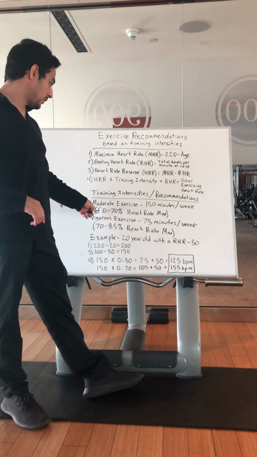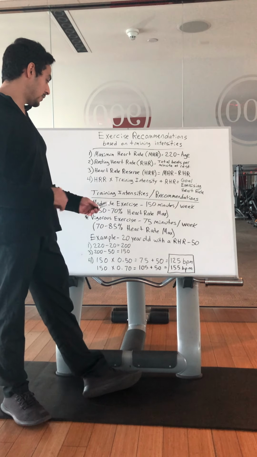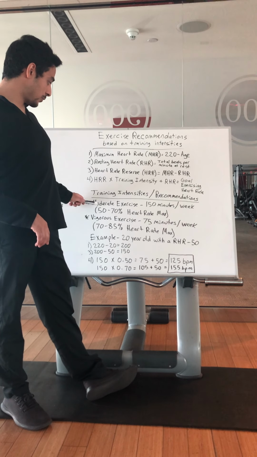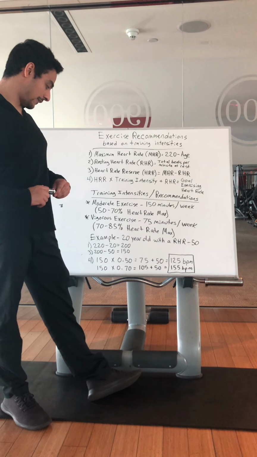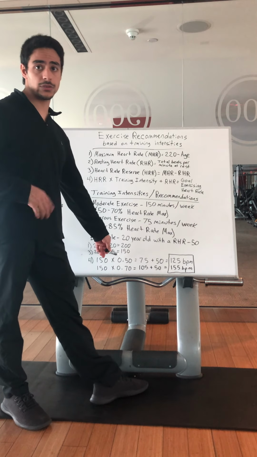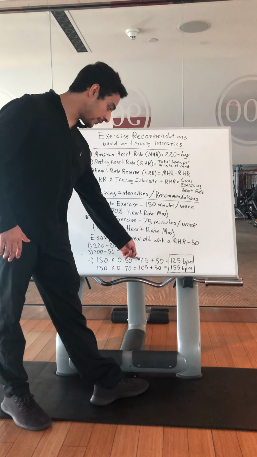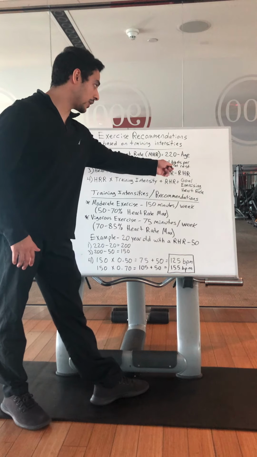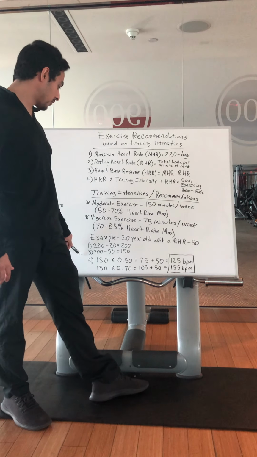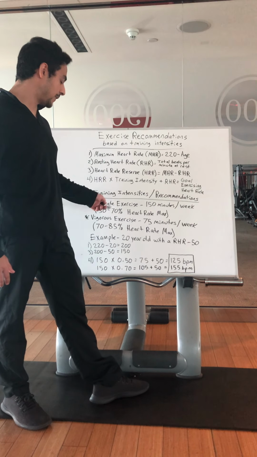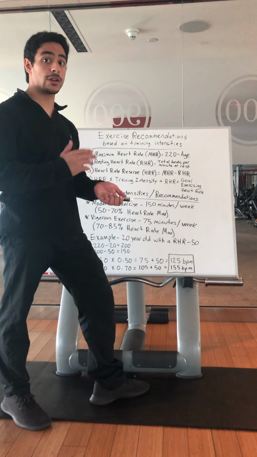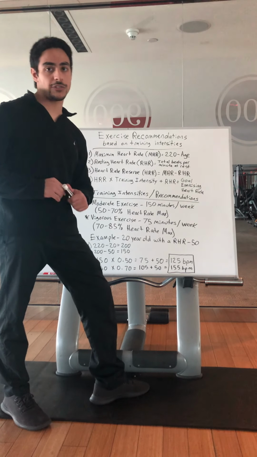Now let's just use the number on the lower end of each spectrum. So for moderate exercise, we'll use 50%, and for vigorous, we'll use 70%. So 150 times 0.5, 50%, equals 75, and then you add back the resting heart rate, which is 50. So if this person was going to do moderate exercise at 50% for 150 minutes per week, their heart rate during that exercise should be 125 beats per minute.